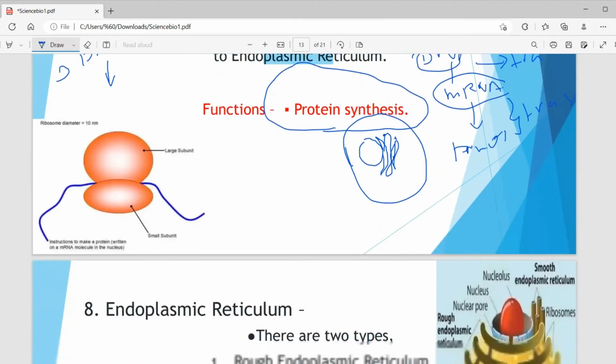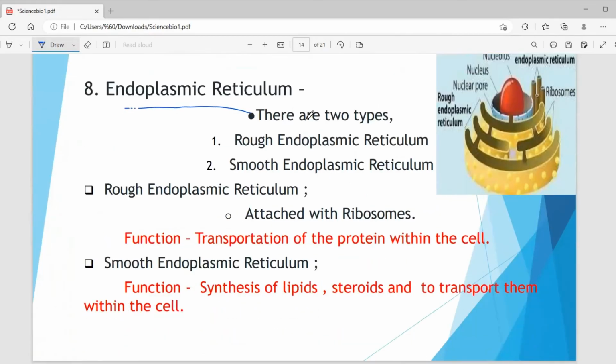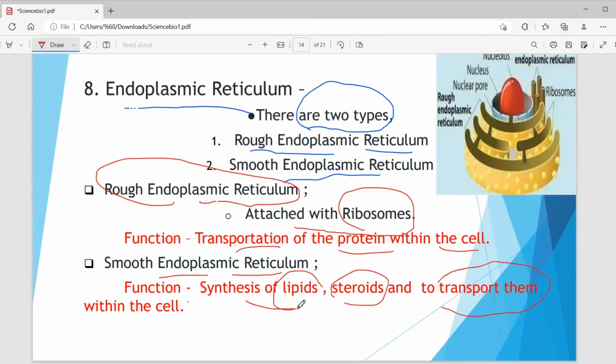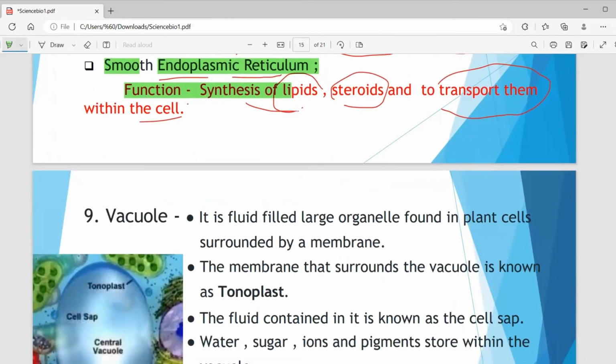And this is the endoplasmic reticulum. There are two types: rough endoplasmic reticulum and smooth endoplasmic reticulum. The rough one is attached with ribosomes. If ribosomes are present, you call it rough endoplasmic reticulum. Its function is transportation of protein within the cell. The smooth endoplasmic reticulum's function is synthesis of lipids and steroids and transporting them within the cell. That is very important.